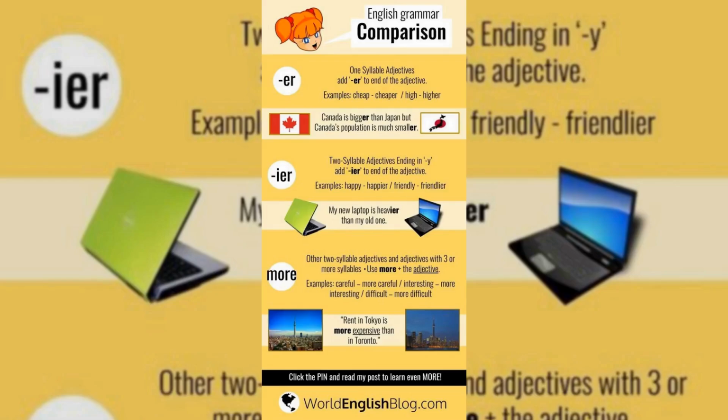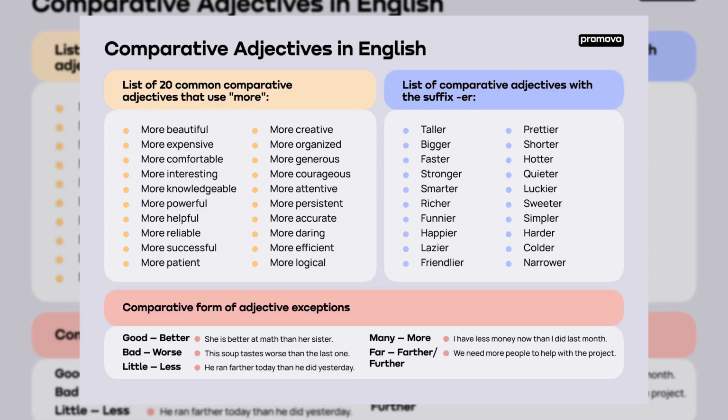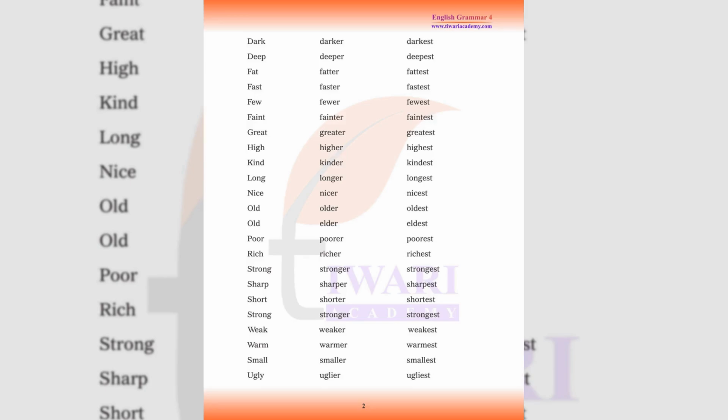Comparative and superlative adjectives. Comparative, comparing two things. Example, she is taller than her sister. Superlative, the highest degree. Example, she is the tallest in the class.